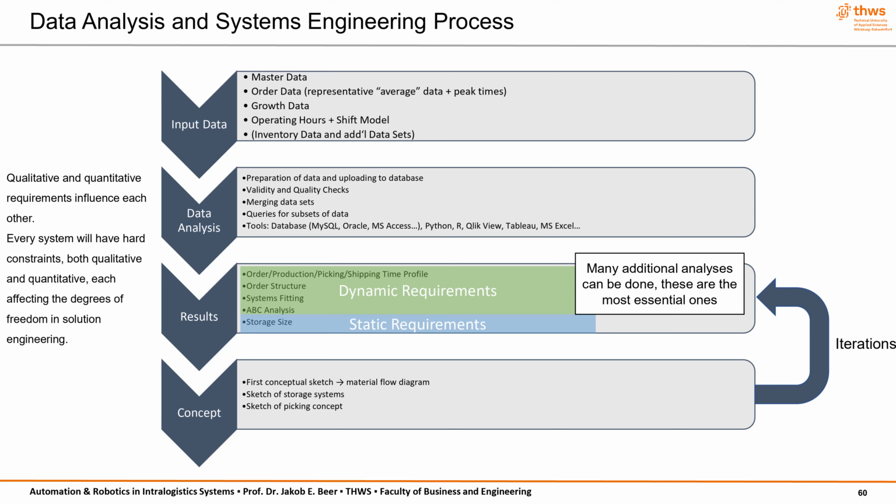Also, we need operating hours and shift models. These define the temporal structure of resource availability. A facility operating in a one-shift system will have very different resource and throughput profiles compared to one working in a 24/7 environment.